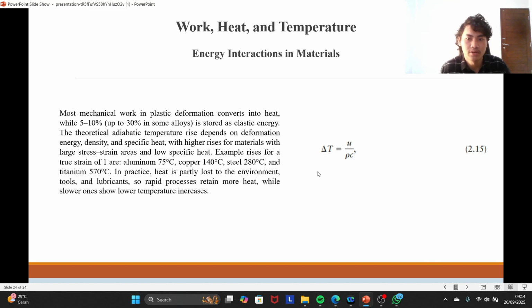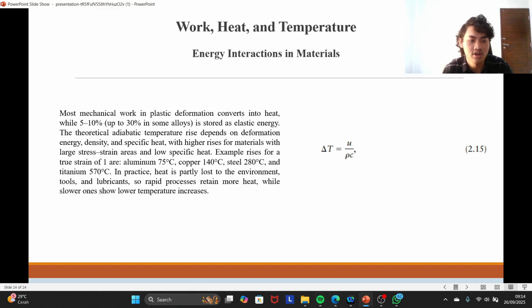Work, heat, and temperature: energy interaction in material. Most mechanical work in plastic deformation converts into heat, while 5 to 10%, up to 30% in some alloys, is stored as elastic energy. The theoretical adiabatic temperature rise depends on deformation energy, density, and specific heat, with higher rise for materials with large stress-strain areas and low specific heat.